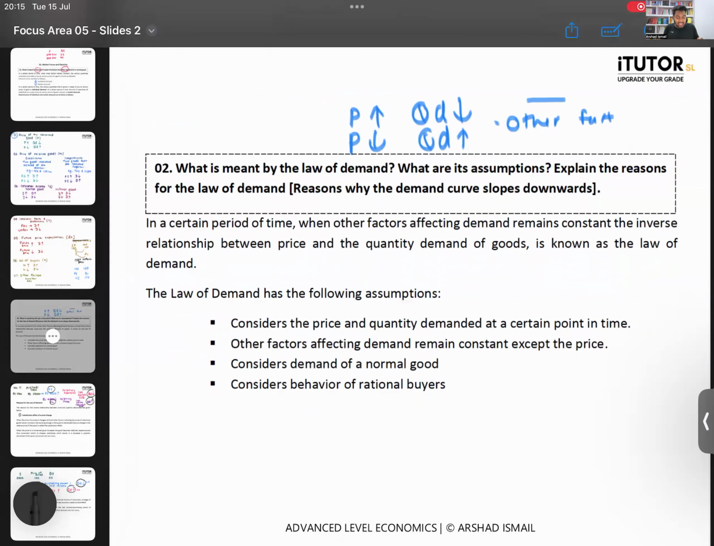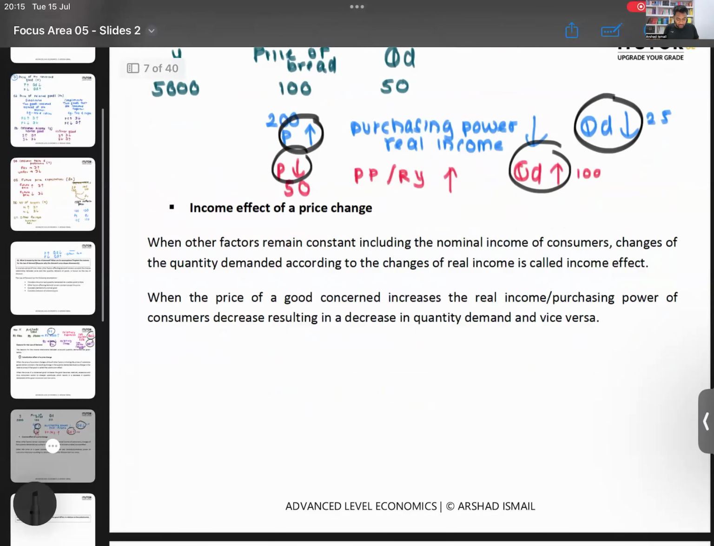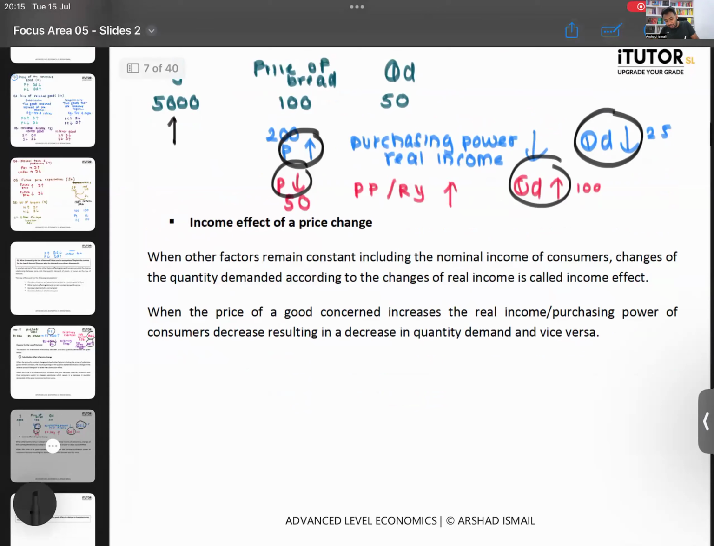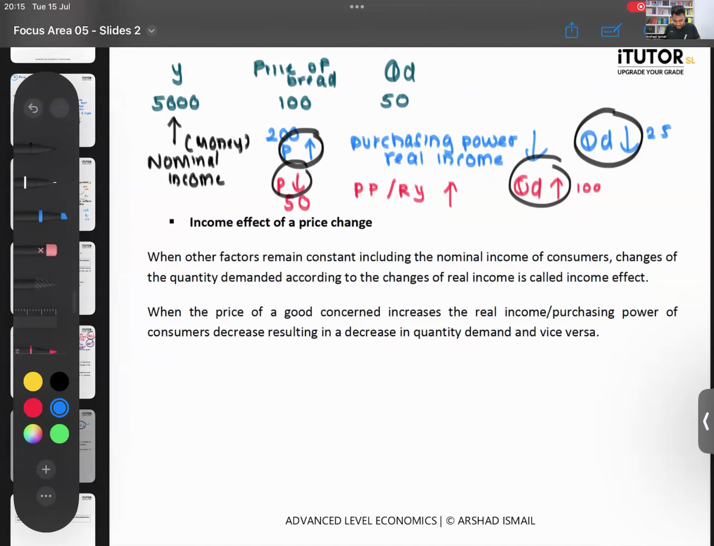Nominal income means your salary level. So when you say nominal income, this is nominal income. Nominal income is constant. Now, don't get confused. Another name for this is money income. So money income or nominal income is constant. When the price changes, it's your real income that is changing. Real income, in other words, is your purchasing power. So just to summarize that.